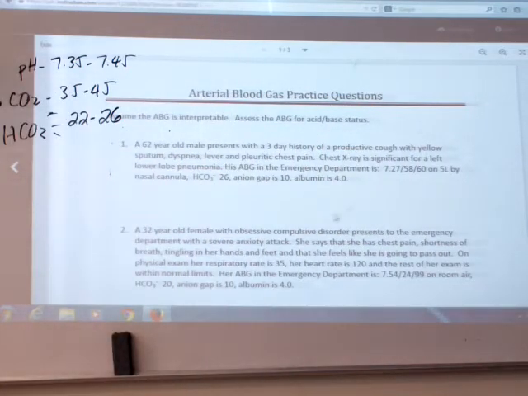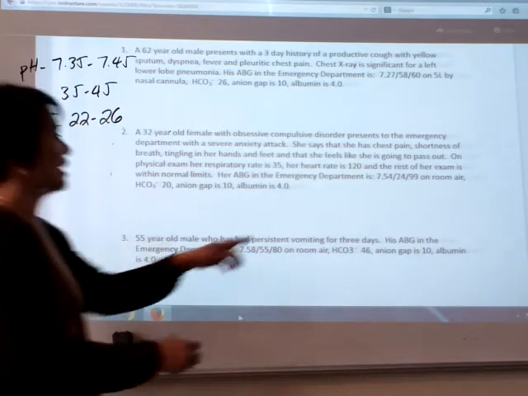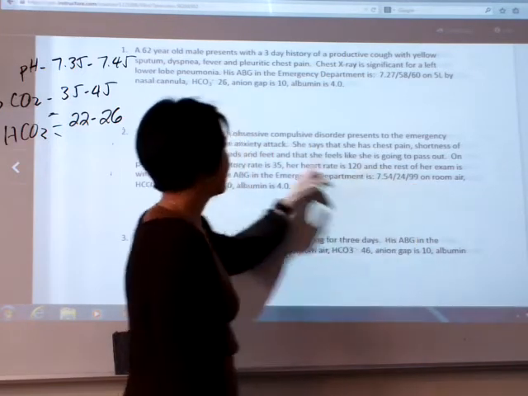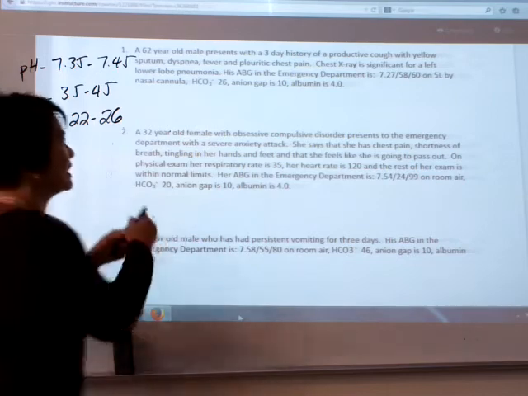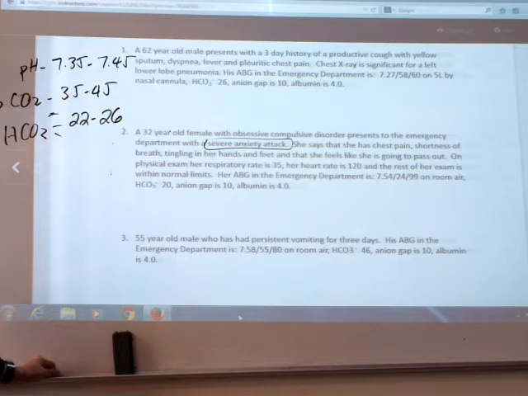Respiratory, what do you think? COPD again, so I'm thinking respiratory. She says she has chest pain, tingling in her hands, or going to pass out. Now let's look at the ABG. 7.54, high. She hyperventilated, and the carbon dioxide is low. So what's this one? She says she has chest pain, shortness of breath, with tingling, a severe anxiety attack. She hyperventilated. Hyperventilation. So it is respiratory.